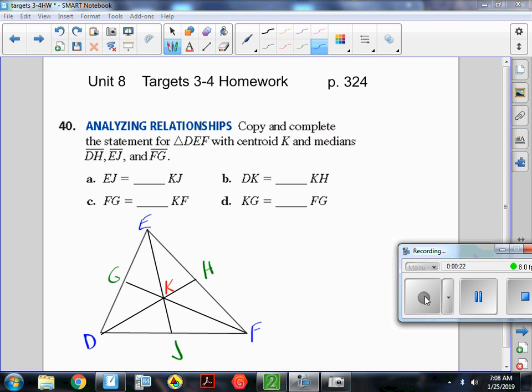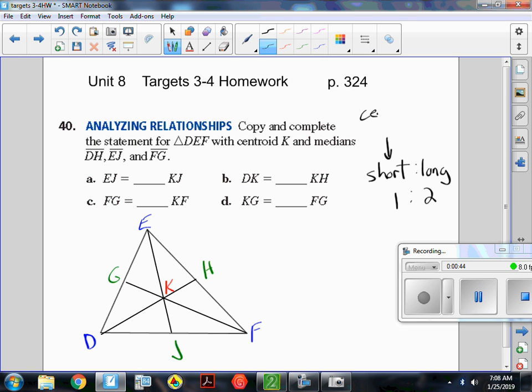So remember that you can take the short compared to the long as a ratio of 1 to 2. So the short is always going to be half as long as the long segment. The long segment is going to be twice as big as the short segment. When we say short, we mean from the centroid to the midpoint. When we say long, we mean centroid to the vertex. I know that's a little bit hard to read, but that's okay.